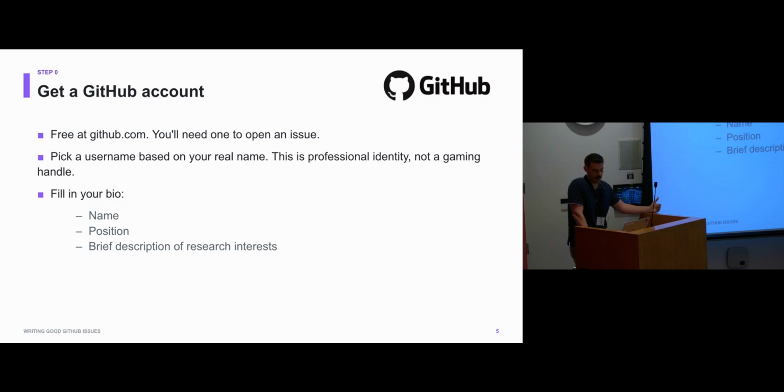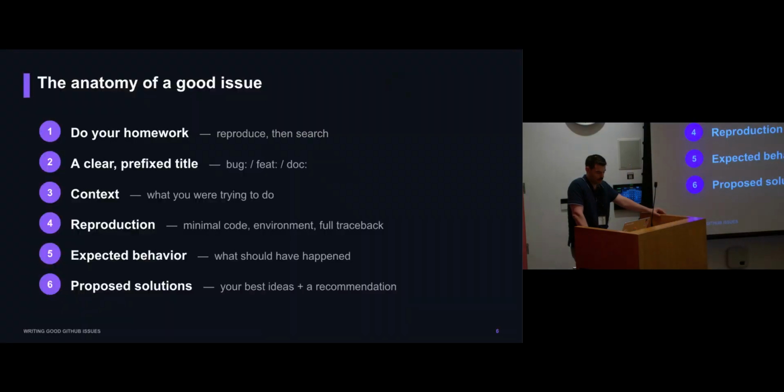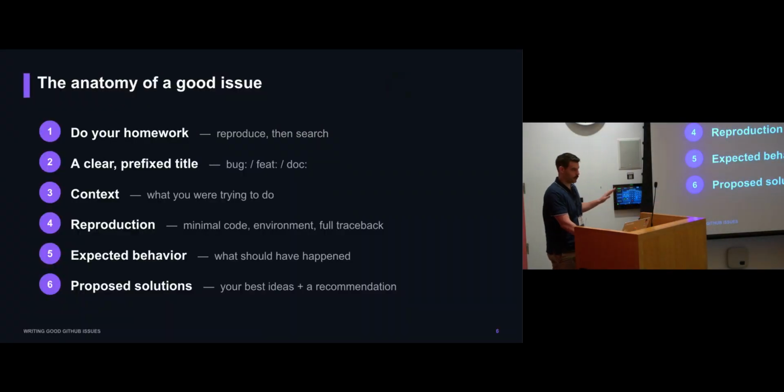And towards that end, in your bio, put your name, your position, and a brief description of your research interests. Help people understand who you are so that when you open an issue, they have that context and can communicate with you in that capacity, and understand what your needs are. Okay, now that you've created a GitHub profile, I'm going to step through some guidelines for how to create a good issue.